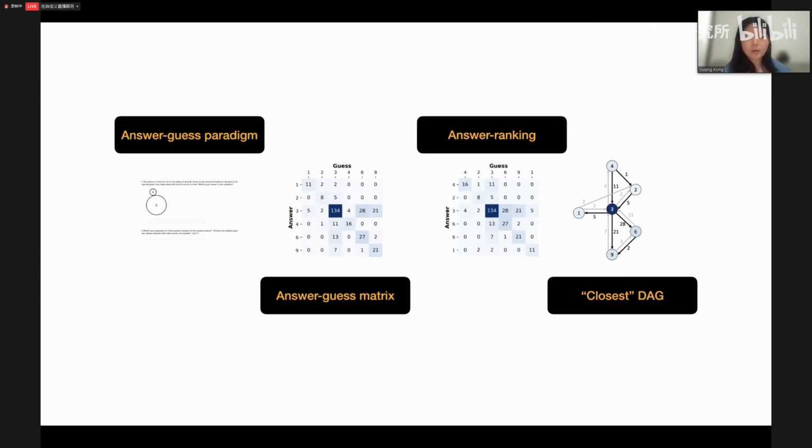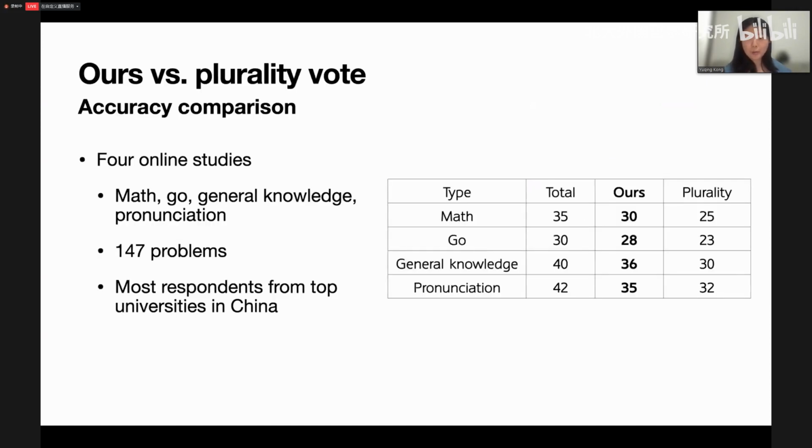We ask people, what's your answer? What's your prediction for other people's answer? We get the matrix. We use the algorithm to sort the answers, and then we get this hierarchy. We get this directed graph to represent people's hierarchy. And we actually ran this paradigm for studies, and we asked the students some elementary school Olympic math problems. We asked them some Go, meaning the board game Go. And we also asked them some general knowledge problems and also the pronunciation of Chinese characters.